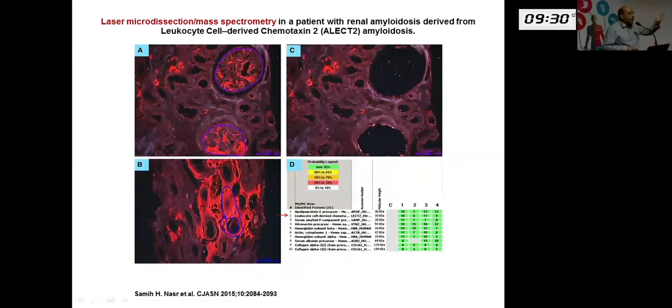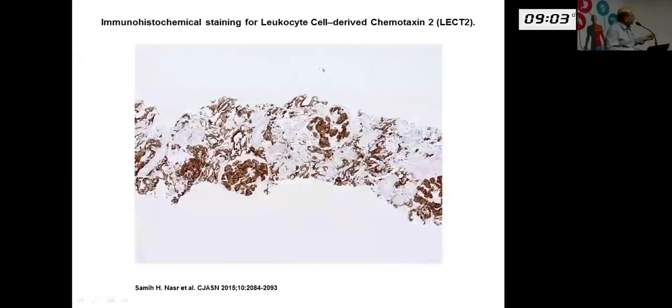And then you chart it along a proteomic chart, and then find out which are the proteins that it best resembles. In this case, it's leukocyte cell-derived chemotaxin 2, otherwise called ALECT2 amyloidosis. They have done 4 sets of experiments at publication about 3 or 4 years ago, and this happens to be ALECT2 amyloidosis confirmed by specific immunoperoxidase stains.